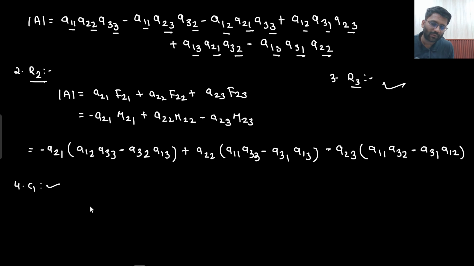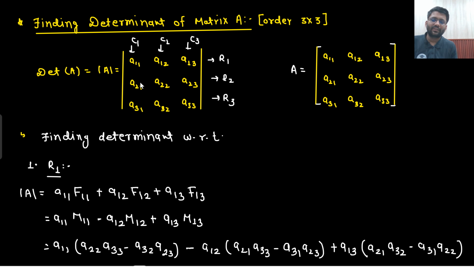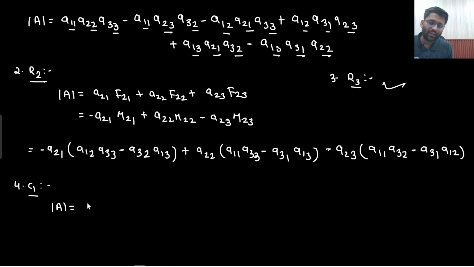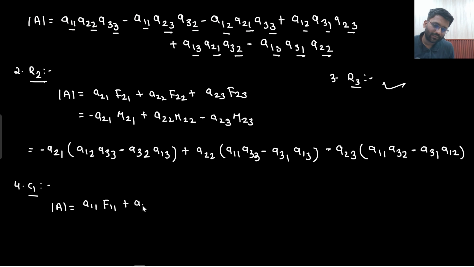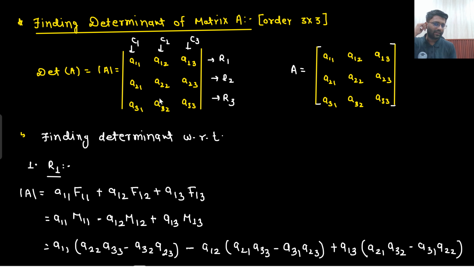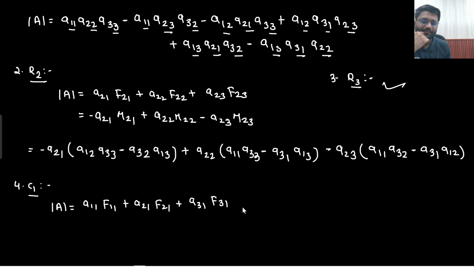So I will show you with respect to column 1. Rest you will do on your own. So let's find out with respect to column 1. What is the first element? That is A11. So A11 multiplied with cofactor of A11 plus A21 multiplied with cofactor of A21 plus A31 multiplied with cofactor of A31.